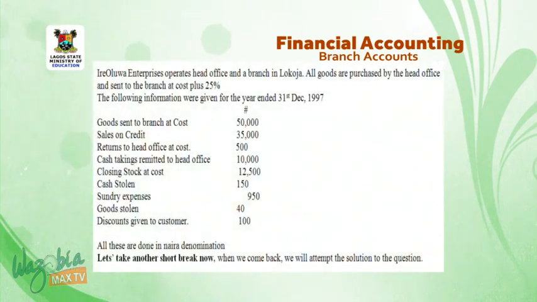Ireoluwa Enterprises operates a head office and a branch in Lokoja. All goods are purchased by the head office and sent to the branch at cost plus 25%. The following information was given for the year ended 31st December 1997. Goods sent to branch at cost 50,000. Sales on credit 35,000. Returns to head office at cost 500. Cash takings remitted to head office 10,000. Closing stock at cost 12,500. Cash stolen 1,150 naira. Sundry expenses 950 naira. Goods stolen 40 naira. Discounts given to customers 100 naira.